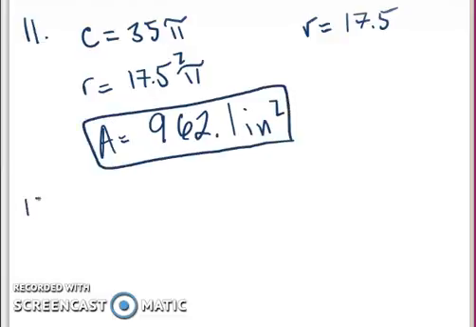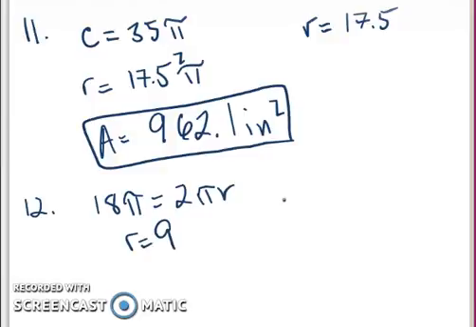Alright, and on that same page, we'll just do 12 real quick. Given the circumference, find the area. Well, if I have the circumference is 18 pi, set it equal to the circumference formula. So that means R is essentially going to equal 9, and then area is going to equal 9 squared times pi, or area equals 81 pi.